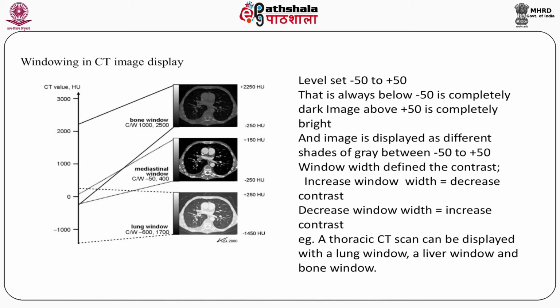Similarly, limits can be set from minus 50 to plus 50, so that below minus 50 the image is completely dark and above plus 50 the image is completely bright. In that case even the soft tissue and bone will be brighter. The image is displayed in different shades of grayscale between minus 50 and plus 50. So the window width here is 100. The entire image in grayscale is being displayed within a Hounsfield unit range of 100. So this tells you about the contrast of the image. For example, a thoracic CT scan can be displayed with a lung window, a liver window and a bone window.